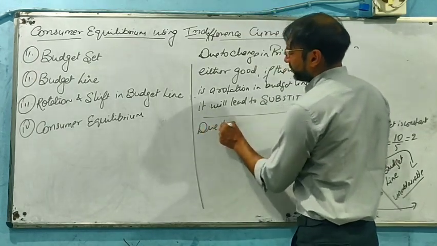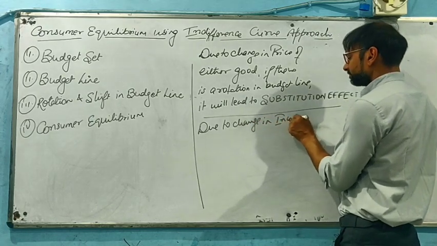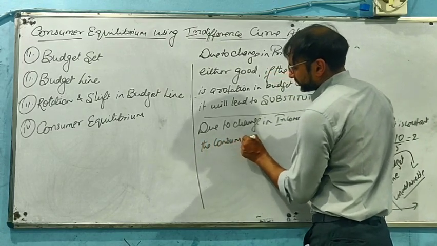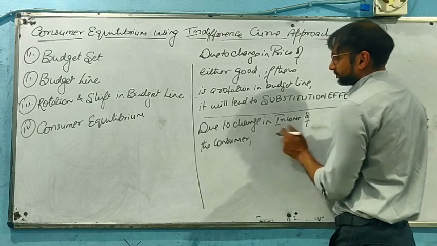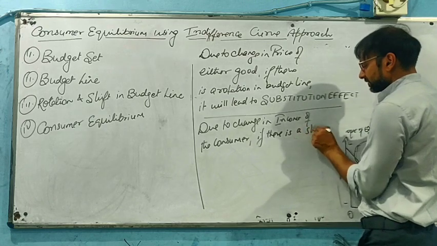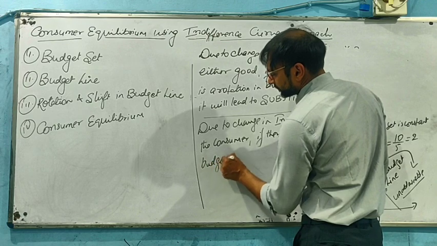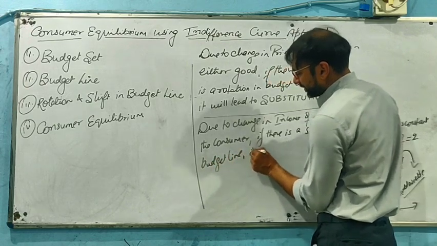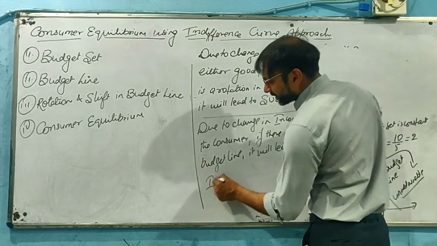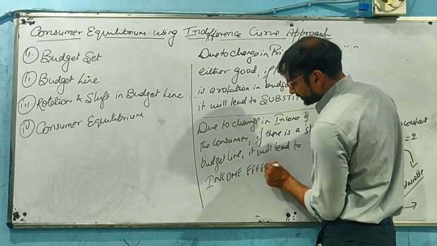Whereas due to a change in income of the consumer, if there is a shift in the budget line, then it will lead to the income effect that you need to understand clearly.